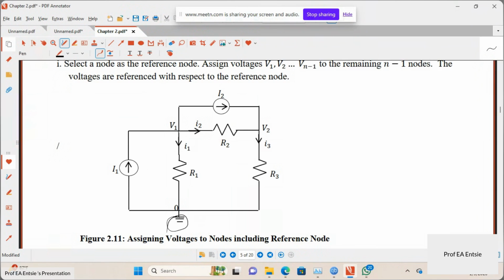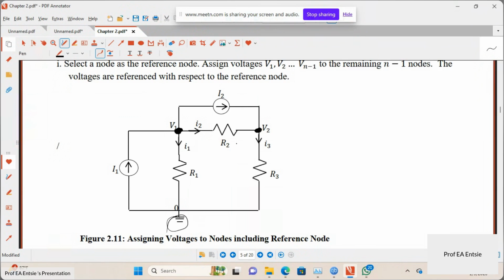So it will make this a node here, and this a node. Then when I come here, there is a resistor R2, a current source I2, and a resistor R3. So how many components? Three components, which will make this also a node. So here too is a node.